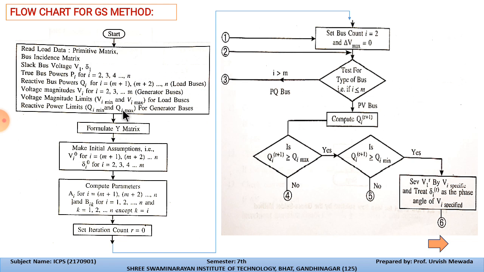Now formulate the Y matrix according to the given primitive network, as we already studied how to form the Y matrix. If we have 4 buses, then we can form a 4 by 4 matrix, the Y bus. So I is equal to Y V. From that we have the voltages of the respective buses, the currents of the respective buses, and the admittances of the respective matrix, so from that we can formulate the Y matrix. Now start the iteration. Make the initial assumption Vi(0): we start from the initial value, where i is equal to m plus 1, m plus 2 to n.